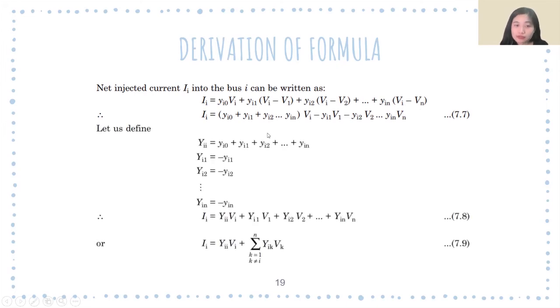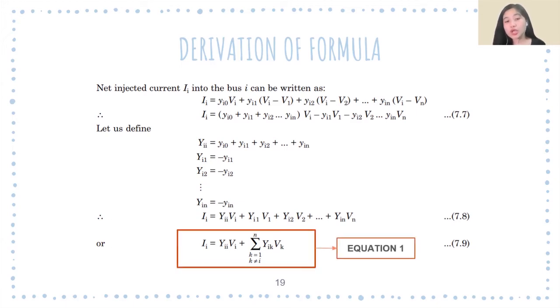Okay, so now let us define. We are just basically looking for the total result of our admittance over here, wherein by means of this process we are going to yield our first equation, wherein I_i equals Y_ii times V_i plus the summation of k equals 1, but k is not equal to i, to n, wherein Y_ik is multiplied by V_k. So that's going to be our first equation.